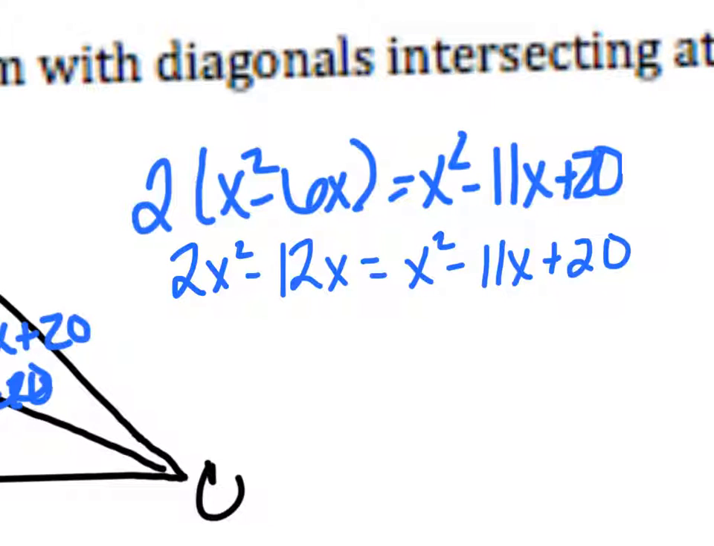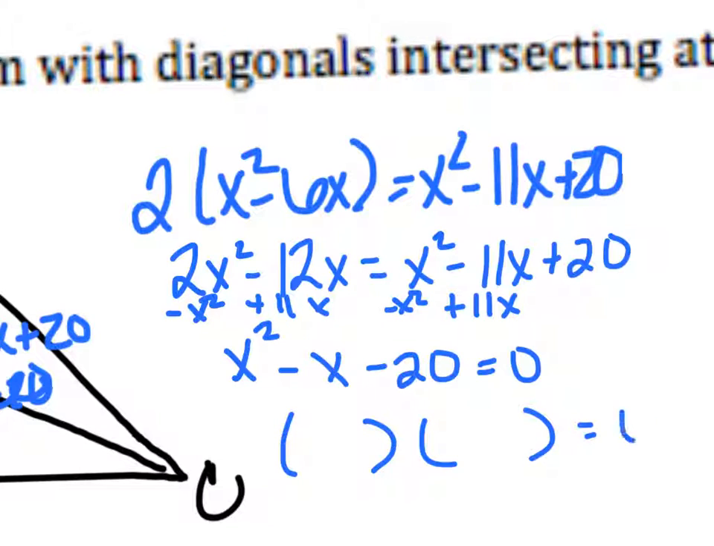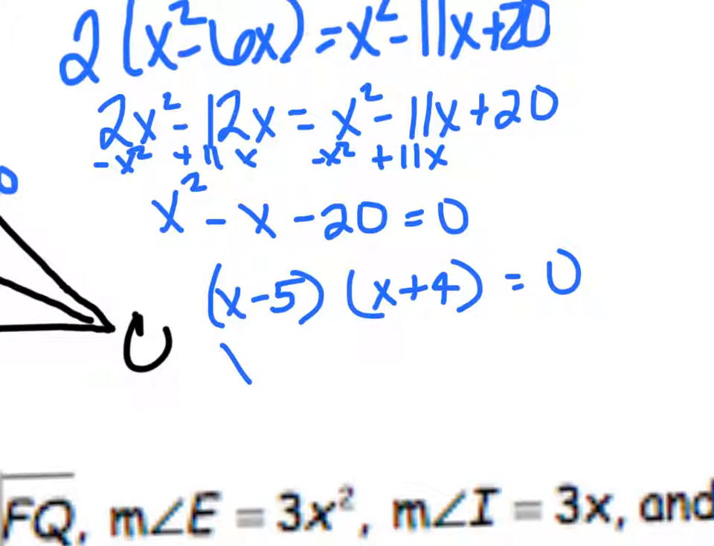Remember, if you have an x squared term and an x term, you want to get everything on one side and get it equal to 0. So I'm going to move this x squared over to the other side and move the 11. It'll be x squared minus x, and I'll also move the 20. Minus 20 equals 0. So I'm moving everything to the left-hand side. Now I'm going to factor it. So it's going to be x minus 5 and x plus 4. So x is going to equal 5, and x equals negative 4.